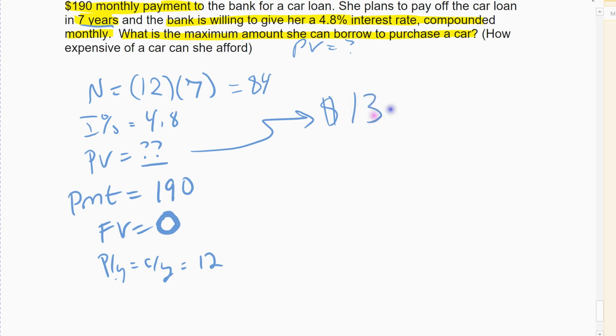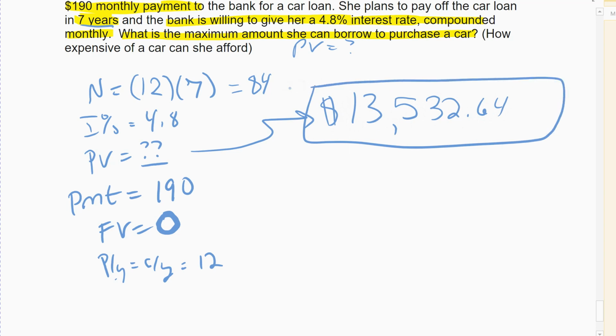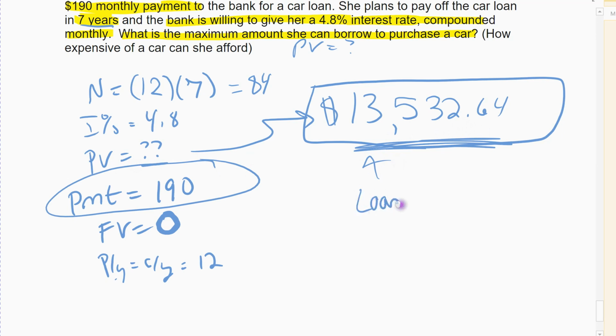Right, comes out to $13,532.64. And so, if she's not making any down payment at all, this is how big of a loan she can get. So her car can't go over $13,532.64. That's all she can afford based on her budget. All right, that's the loan amount. And it didn't ask to figure out any interest, so that's it.